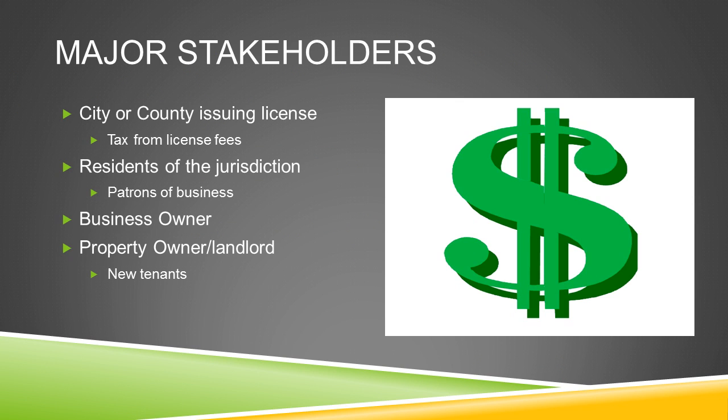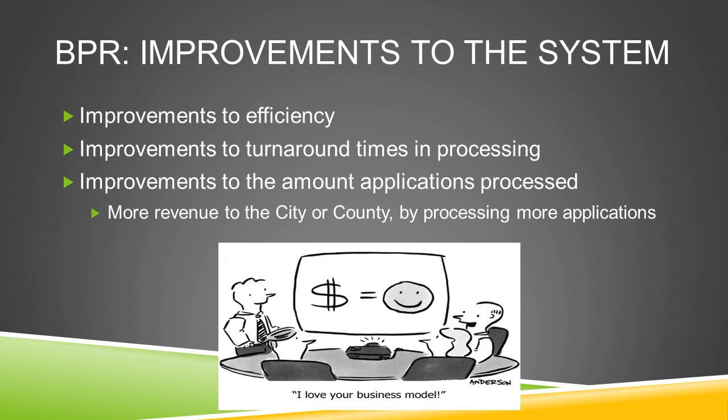The major stakeholders include the jurisdiction, such as a city or county, who assess a tax from the business license fees. Other stakeholders include the residents of the jurisdiction and general public who will patron and or engage with the business, the business owner who wants to conduct business within a particular jurisdiction, and the property owner who is receiving a new tenant. A redesign of the process could potentially improve efficiency and time in the overall process.